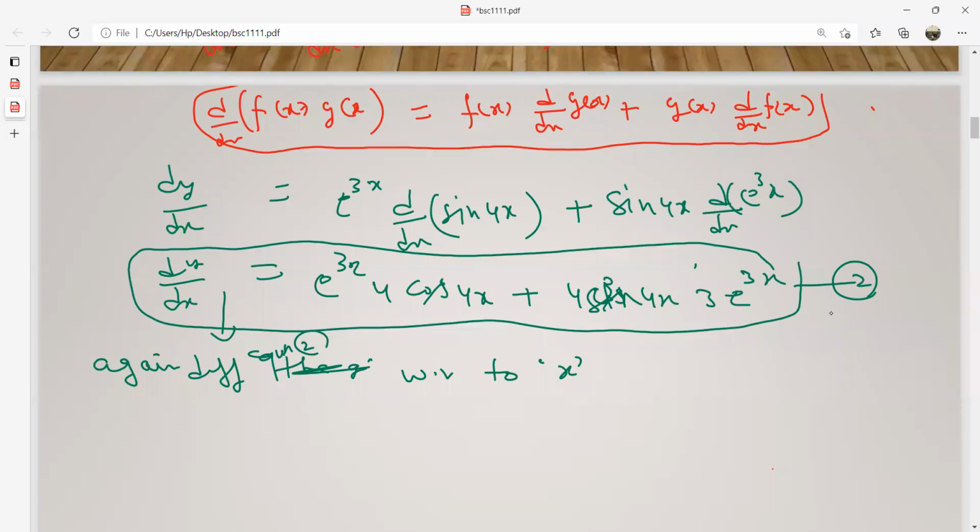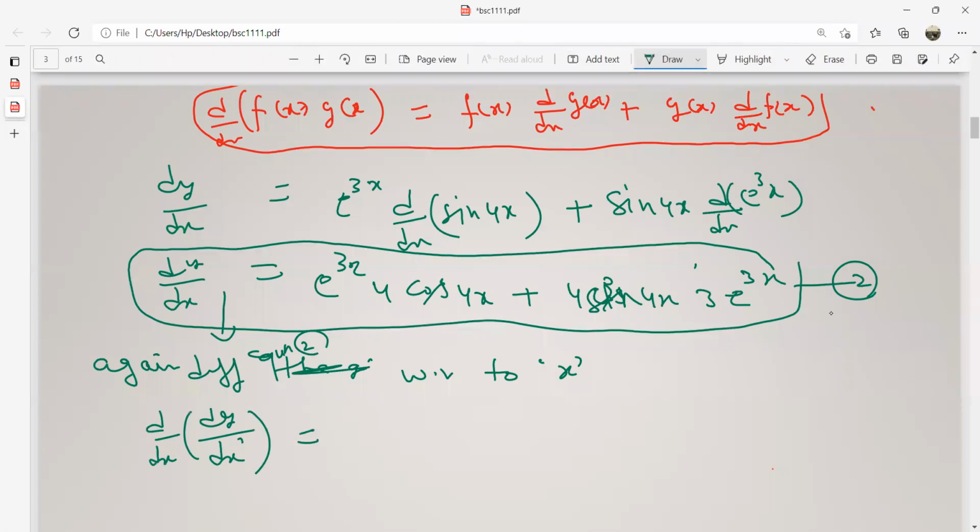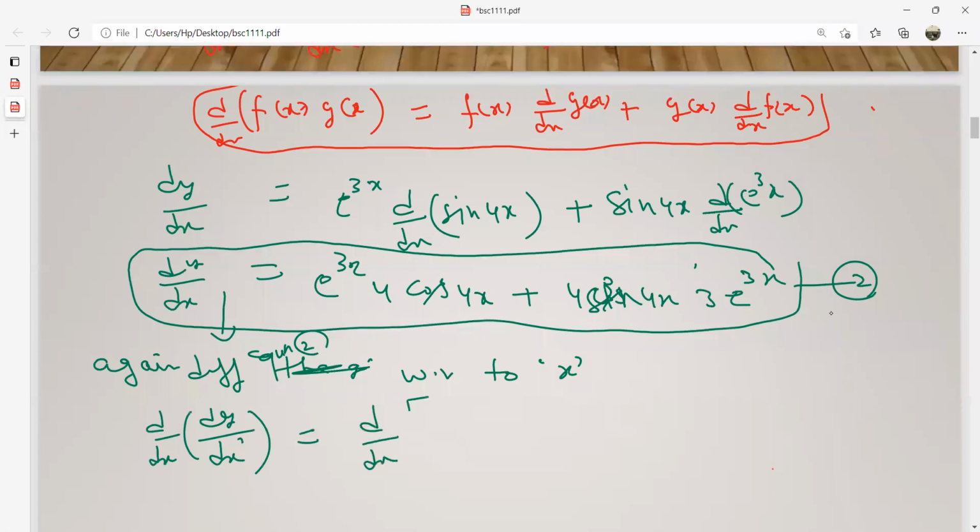Okay, here we have to again differentiate this function with respect to x. So here is d/dx of dy by dx. Here we have to write 4 is constant, e^(3x) into cos 4x, plus, here it is not 4, here it is 3 sin 4x and e^(3x). Okay, this here was a mistake.